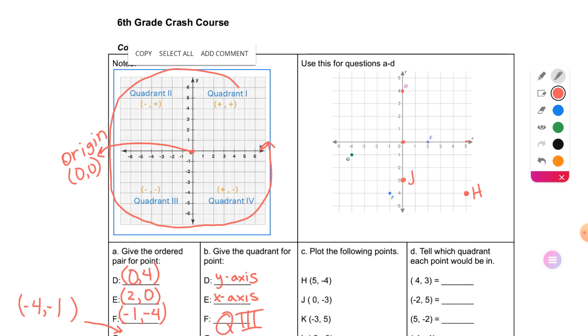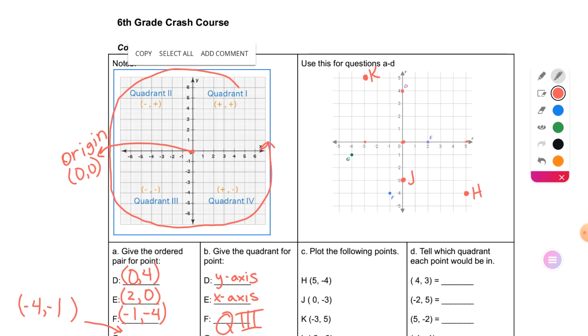K, -3, 5. Caden, help me out. -3, 5. So you go over to negative. Hold on. Instead of over, because over could mean different. Left. Okay, left, how many? 3. 1, 2, 3. Okay. And then what? And then go up 5. Up to 5. Good job. And we're going to put a dot there, and we're going to label that one with a K.